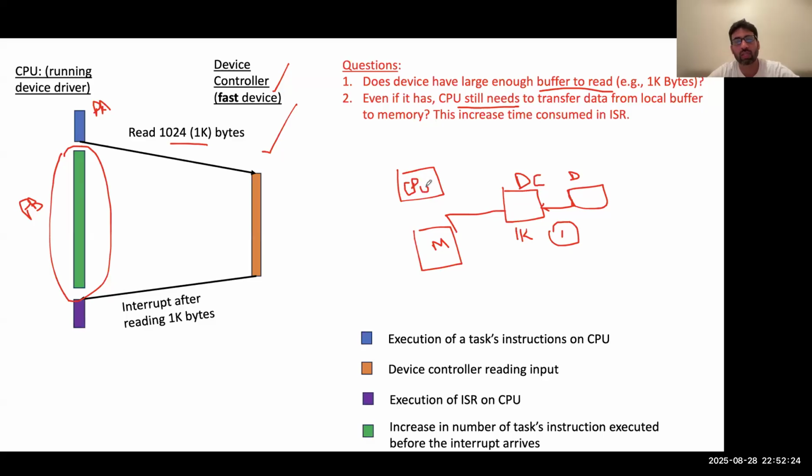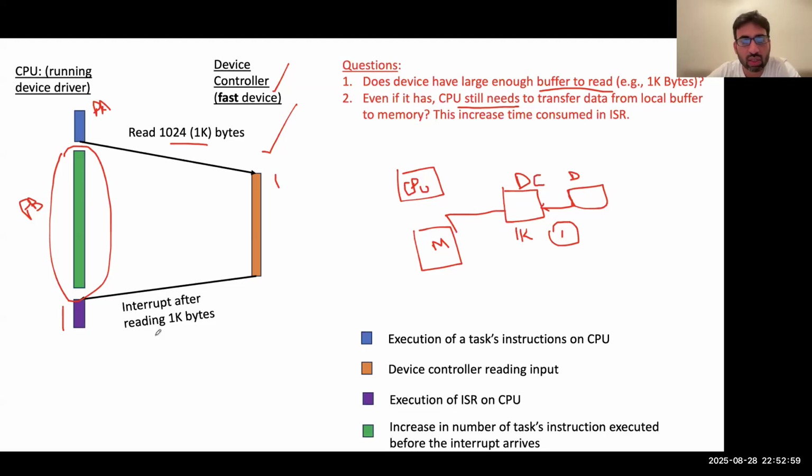So actually what happens is that the CPU copies the data byte by byte, depending upon the granularity of data movement to the memory. So it reads the data, let's say byte by byte, or word by word, or 64 bytes by 64 bytes, from the local buffer of the device controller into the memory, right? And all this happens in the ISR. So if you have 1 kilobyte of data stored in the local buffer, then definitely the ISR will take a long time. And who is running the ISR?